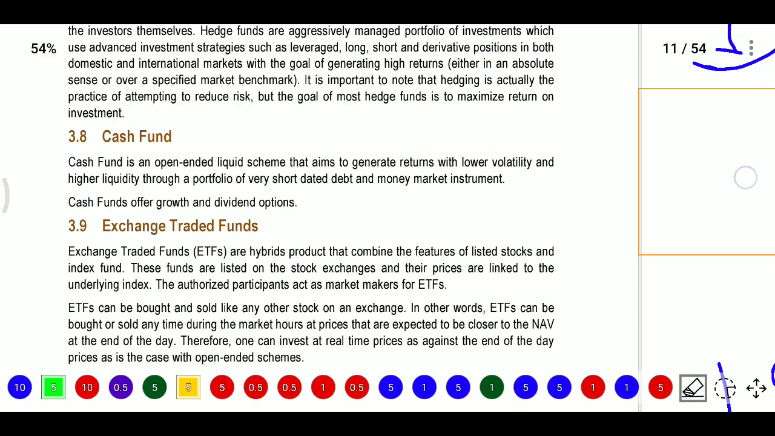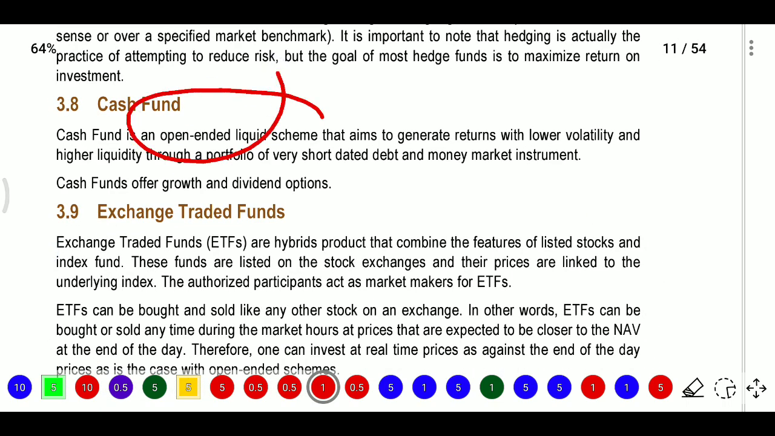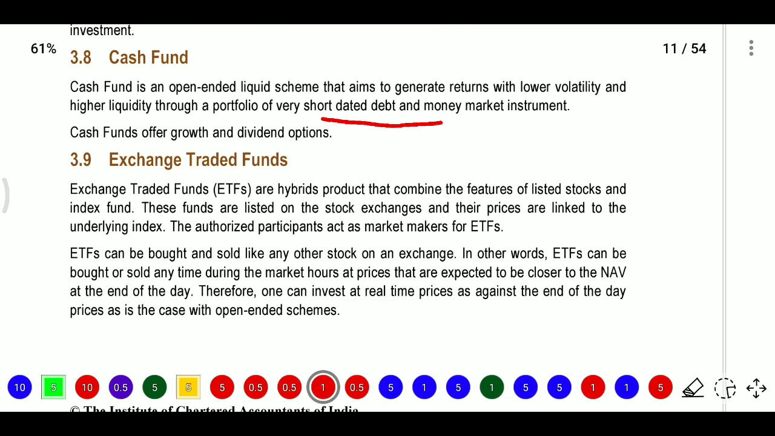Next, cash fund. A cash fund is an open-ended liquid scheme that aims to generate returns with low volatility and higher liquidity. Liquidity means what? It is easily convertible into cash, then it is known as a cash fund. The portfolio is of very short-dated debt and money market instruments. So cash funds offer growth and dividend options.